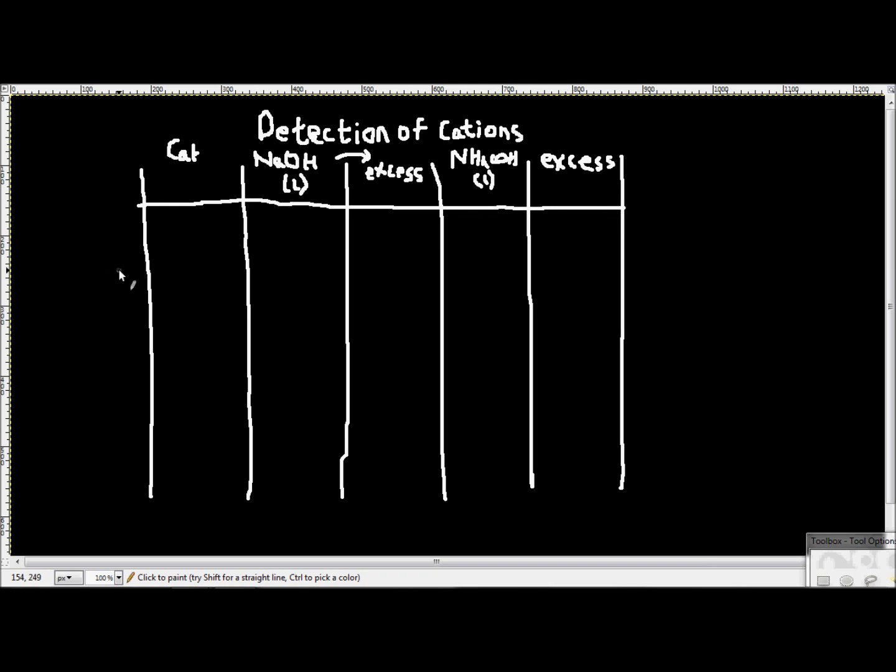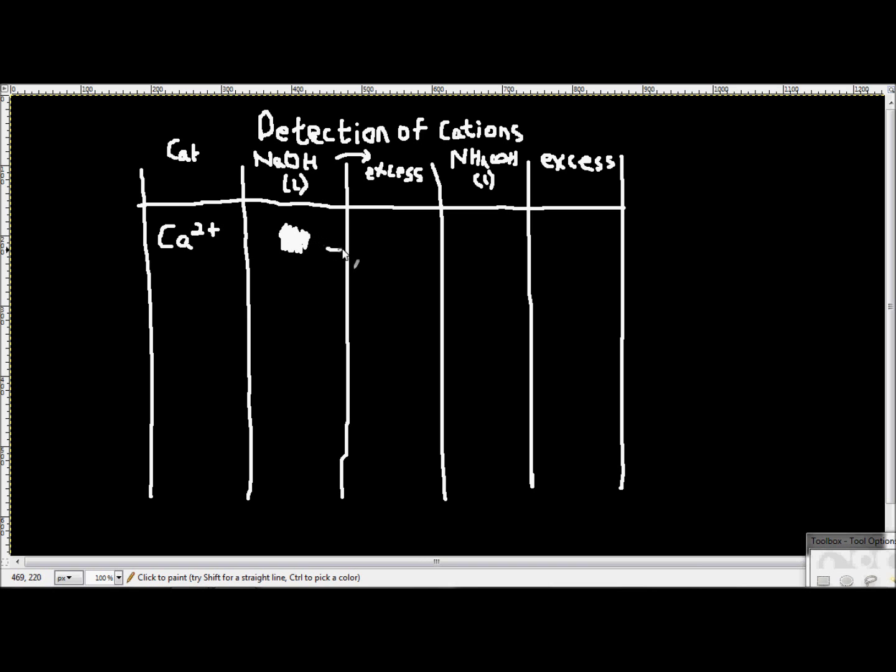So I'm going to start off with calcium first. Calcium's cation is Ca2+. It has a positive charge of 2, so valency is 2 as well. Okay, so when you put in a few drops of NaOH, what happens is that a white precipitate appears. Now some of the descriptions over here are overlapping. So for white precipitate I'm going to use this symbol, just scribbling a bit of white. So this represents white precipitate.